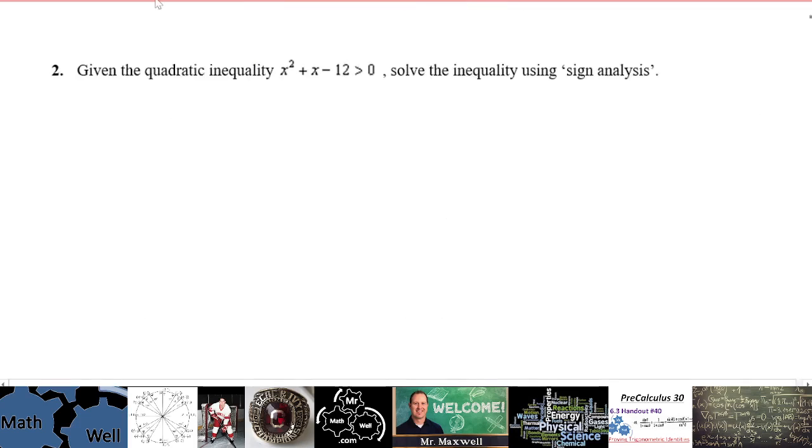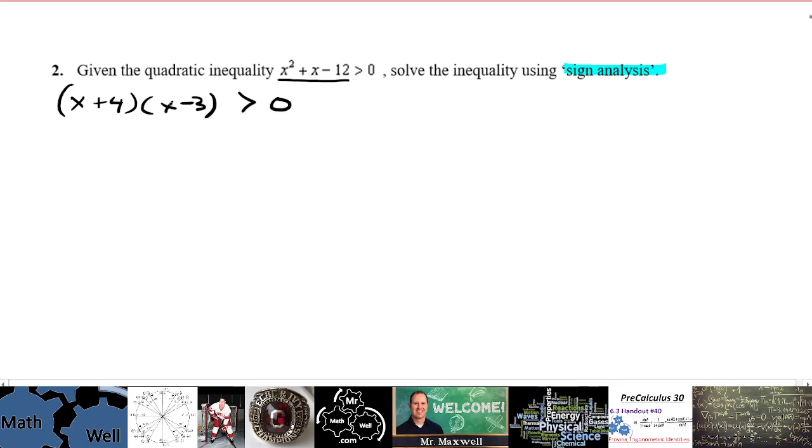Okay, another question that was asked was about sign analysis. So some further work on sign analysis. Okay, what you want to do here is you want to factor a trinomial. If you're given a trinomial or an expression, factor it. So this is going to be x plus 4 times x minus 3, okay, is greater than 0. Now, 4 times negative 3 is negative 12. 4 minus 3 is positive 1. So this is factored correctly.